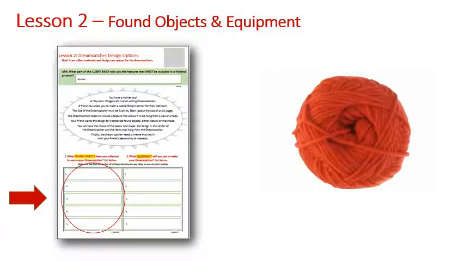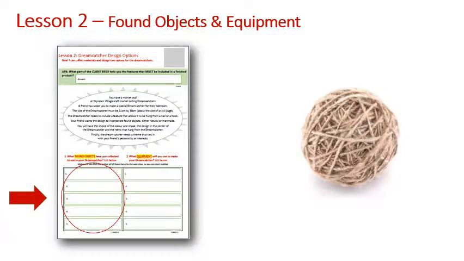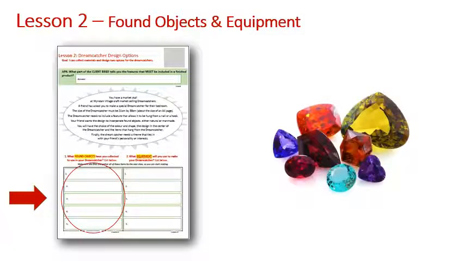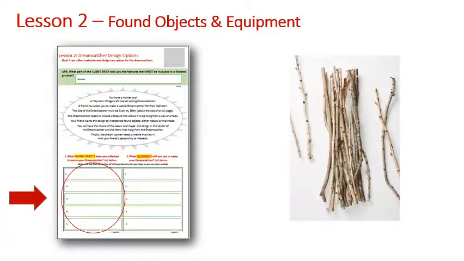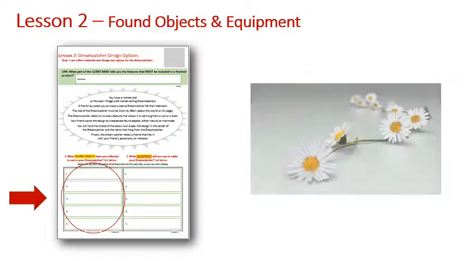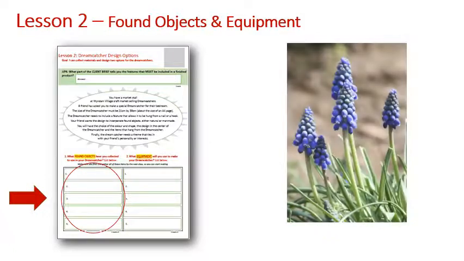You might use some wool that's hanging around the house, or some string. There might be some gems that are just floating around that you might want to use. Twigs from the garden. You might want to use some flowers from the garden. Before you cut anything or use anything, make sure you ask permission from your parents. Don't just go and use it, because they may have something else they need to use these things for. So just pass it by your family first.